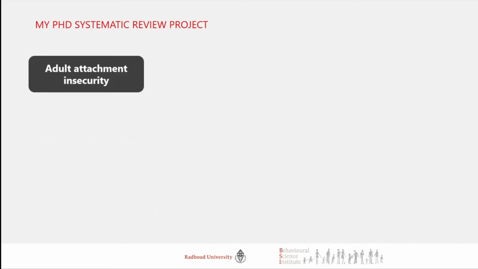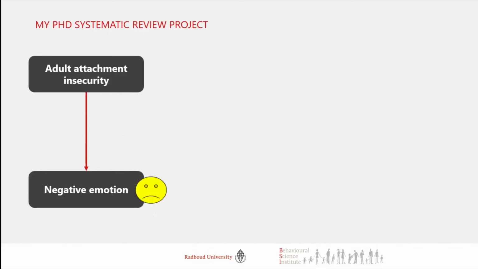So I guess everyone knows about attachment insecurity somehow. It's associated with having negative views about yourself. I'm not worthy of love, or my needs are not important, or negative views about others. Others won't be there to support me if I need them. And not surprisingly, attachment insecurity is associated with higher negative emotions.